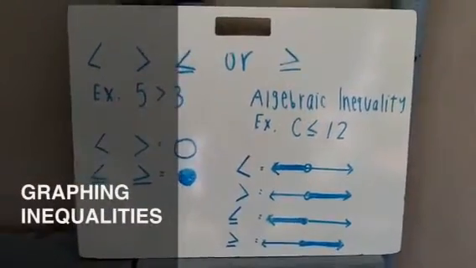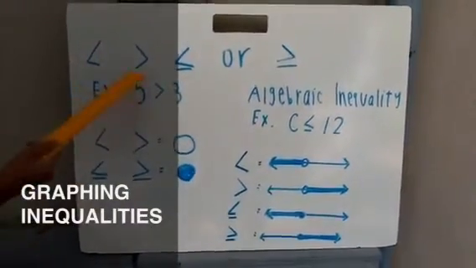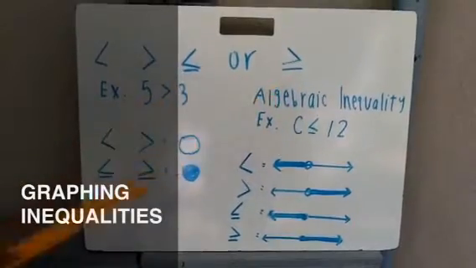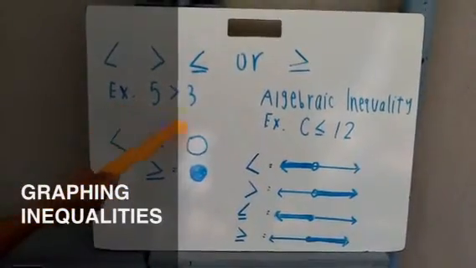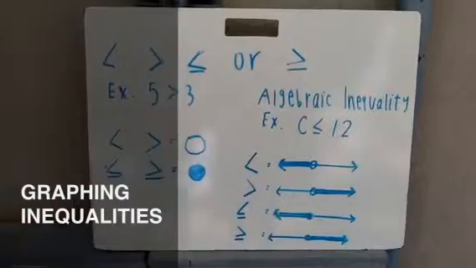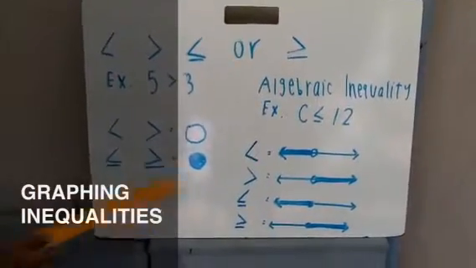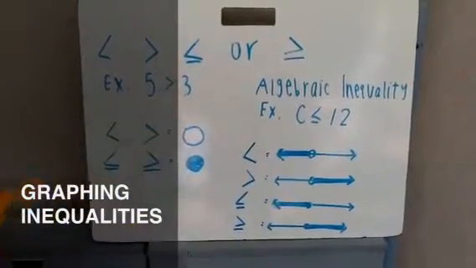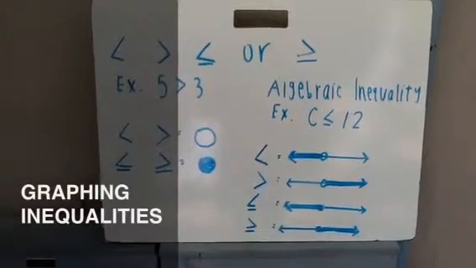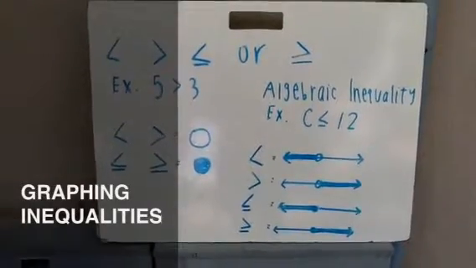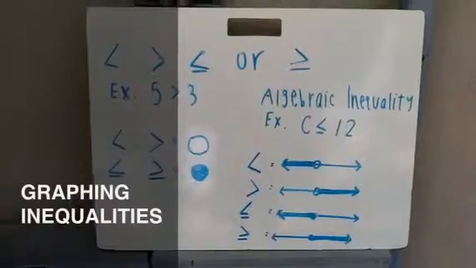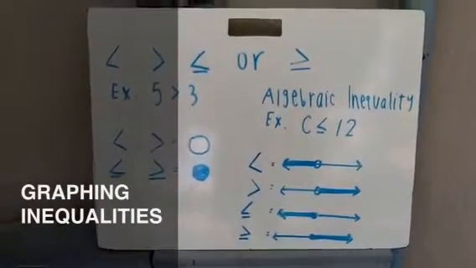An inequality compares two expressions using less than, greater than, less than or equal to, or greater than or equal to. An example is 5 is greater than 3. An inequality that contains a variable is an algebraic inequality. An example of this is c is less than or equal to 12. A solution of an inequality is any value of the variable that makes the inequality true. All of the solutions of an inequality are called the solution set.